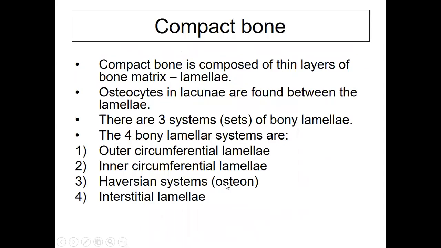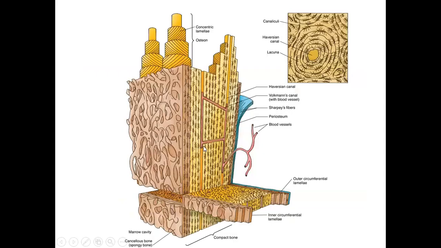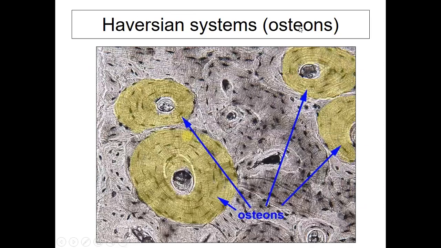These are the bony lamella systems that are present in compact bone. The Haversian system, the osteon. You can see here, this is the osteon, the other name for the Haversian system. In the middle we have the Haversian canal, then the concentric lamella, and then the lacuna here. Inside the lacuna we have the osteocyte.